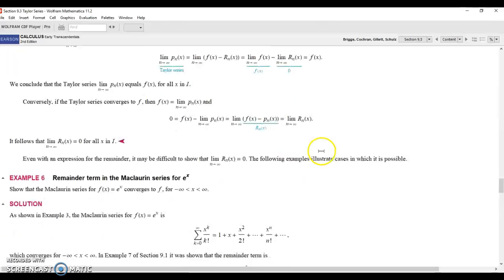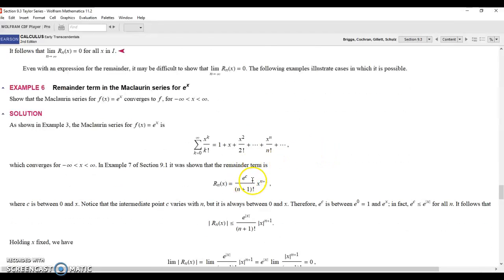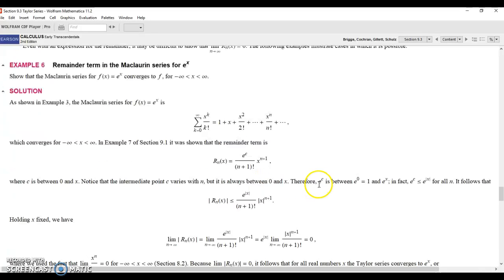That's just directly plugging into here. a is 0 in this case. Remember, our c is a value between a and x. Well, here that puts it between 0 and x. So that puts us with e to the c somewhere between e to the 0 and e to the x.